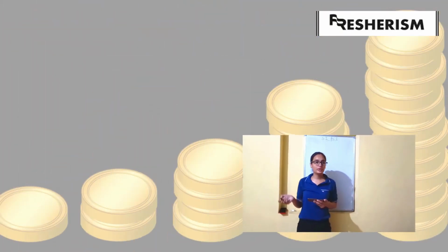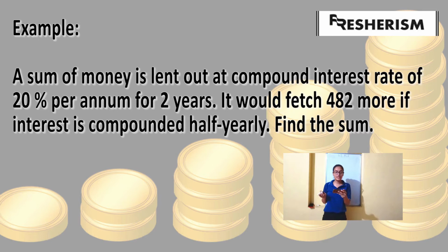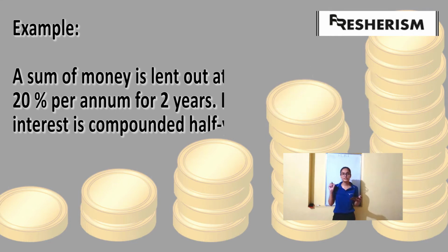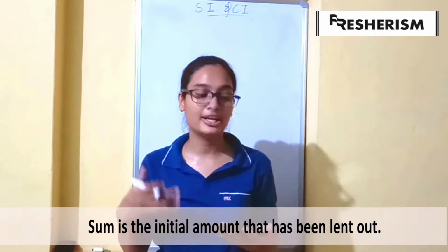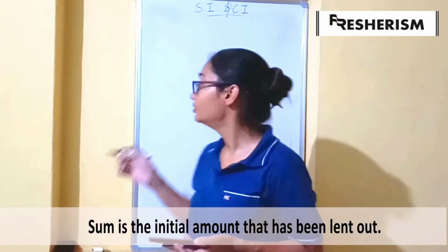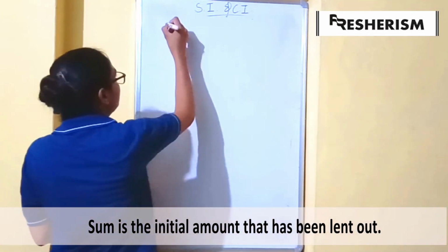Now let us do a question on this. A sum of money is lent out at a compound interest rate of 20% per annum for 2 years. It would fetch 482 more if interest is compounded half yearly, and we have to find the sum. The sum is the initial amount that has been lent out. So that would be called the principal.